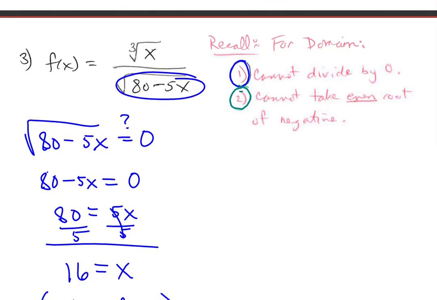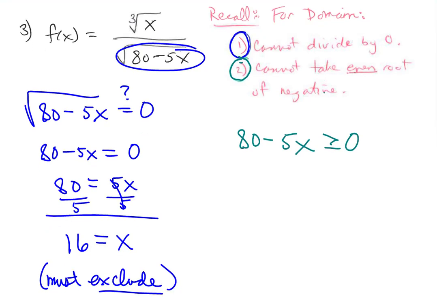Okay, now that's only part of what we're considering. So let's keep that aside and move on to our second consideration, which is that we cannot take an even root of a negative number. Well, we do have an even root, and that is in this denominator. So if I take what's inside that even root, which is 80 minus 5x, as we saw above when considering domain, that has to be greater than or equal to 0 in order to avoid what's underneath that root being negative.